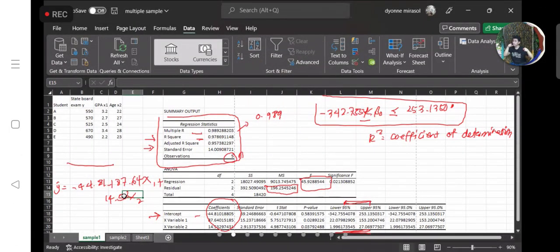So our adjusted r squared. If you look at our values, the correlation coefficient r is 0.989. Our r squared is 0.978. Our adjusted r squared is 0.957. So what does the adjusted r squared mean?